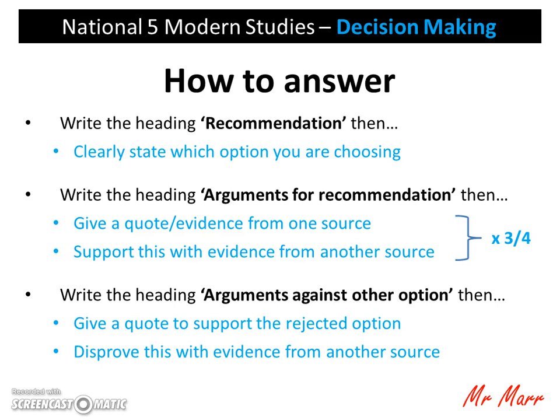Finally, you should write Arguments against other option as a subheading, and then give a quote to support the rejected option, and disprove this with evidence from a different source. You should aim to do this twice or once. In total, your answer should have 5 paragraphs, each with 2 source facts in them, giving 10 marks. Therefore, you can give 3 for and 2 against, or 4 for and 1 against. Remember, you should not repeat evidence. Once you have used a particular quote or statistic, you will not be credited for repeating it.